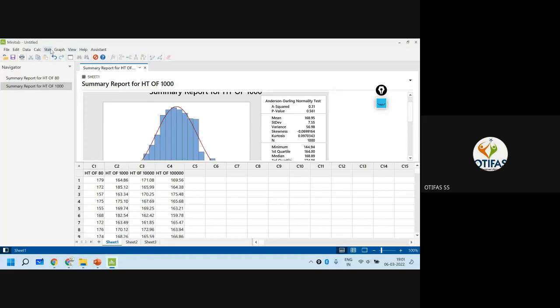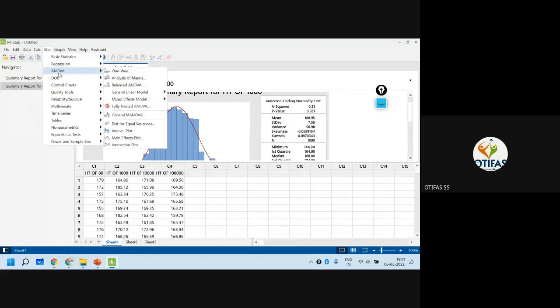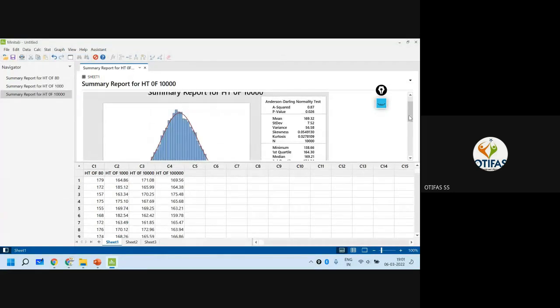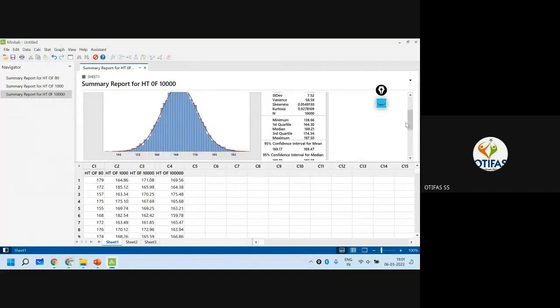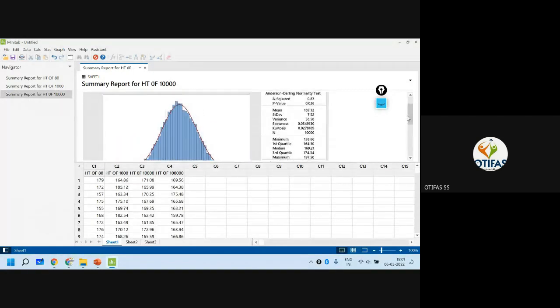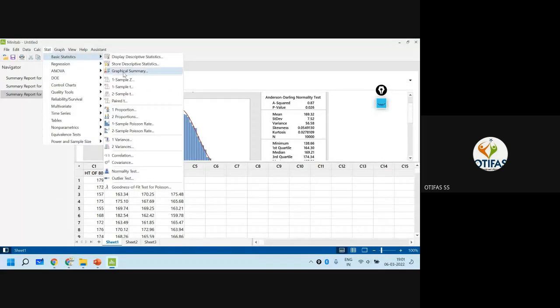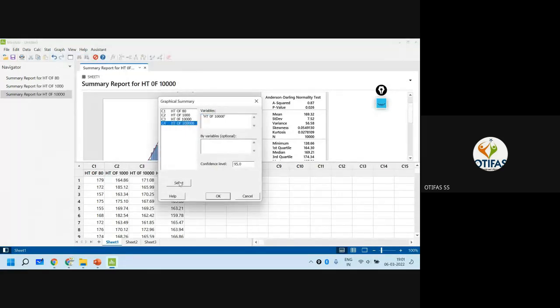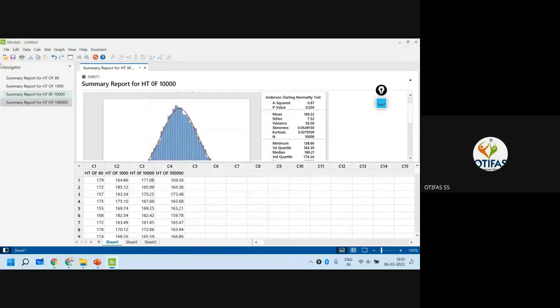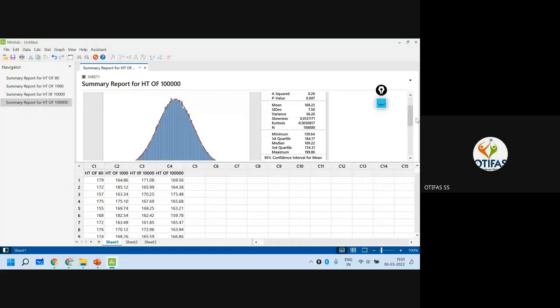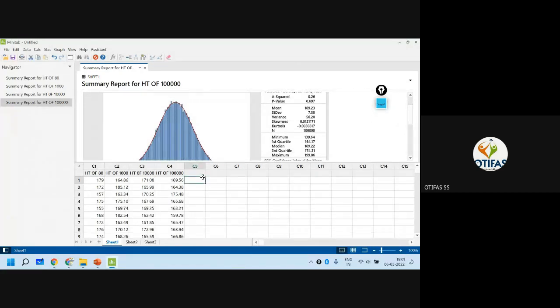So let me go for a height of 10,000 students. When you get more data, the curve is getting more and more bell curve, bell shape. And let's see my height of 1 lakh students. See this.